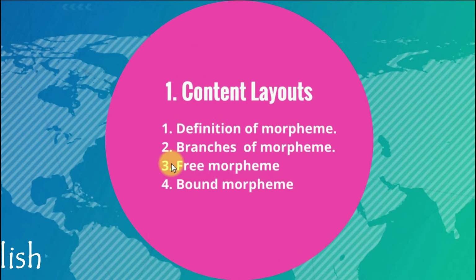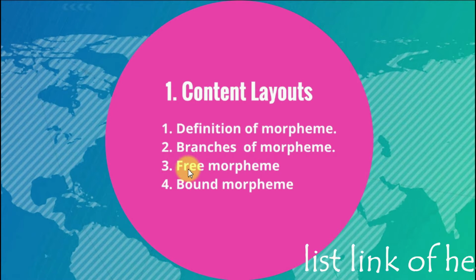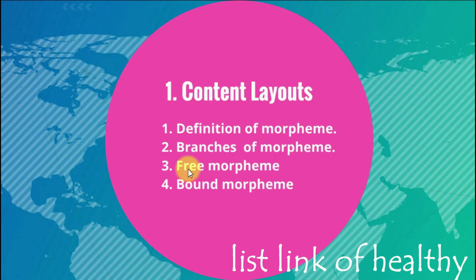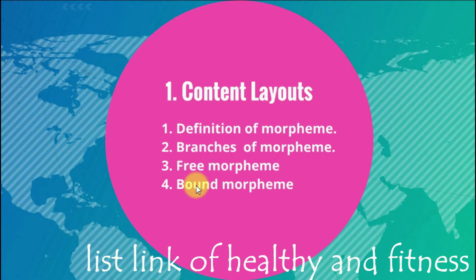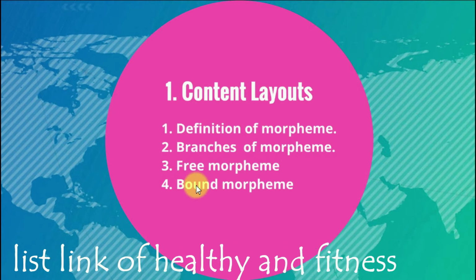So here we go. Number one, I have the content layout. The content layout is the definition of the morpheme. Number two, I will talk about the branches of the morpheme, or we can say the structure of the morpheme, because the morpheme divides into two parts: the free morpheme and the bound morpheme. Number three, I talk about the free morpheme. So what is a free morpheme? Number four is about the bound morpheme. That is all of the content layout.